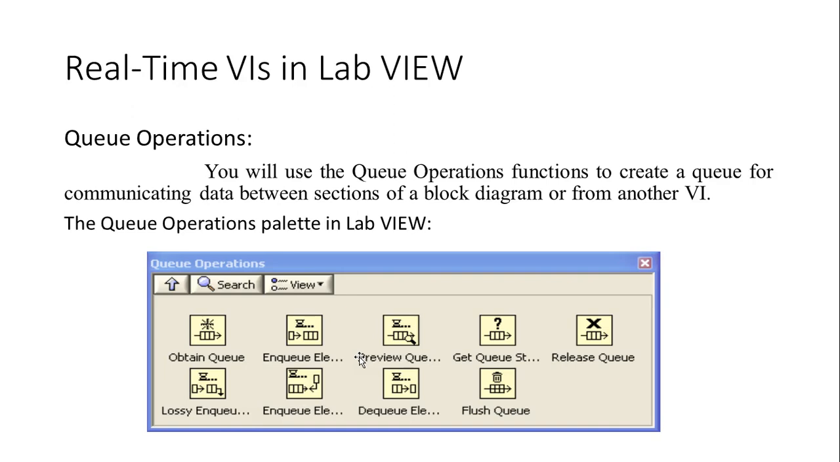This diagram shows the LabVIEW palette of queue operations. Here we have 8 queue operations. These are obtain queue, enqueue element, preview queue element, get queue status, release queue, lossy enqueue element, dequeue element, and flush queue.